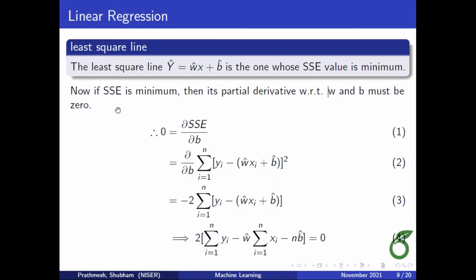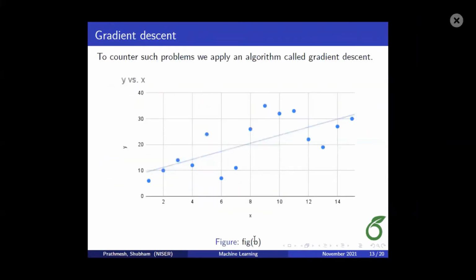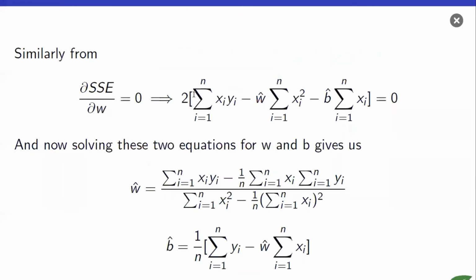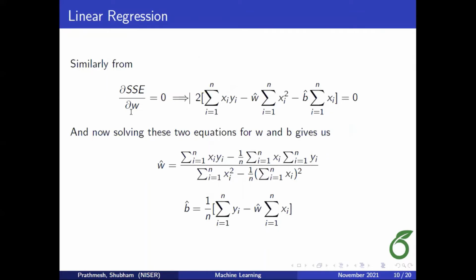Now, as a mathematical fact, it follows that if SSE is minimum, then its partial derivatives with respect to w and b must be 0. This is just the same statement written in mathematical format. Then just substitute the equation of SSE and calculate the derivatives. Once you calculate the derivative with respect to b, you will get this nice linear equation. Similarly, if you take the derivative of the sum of squared errors with respect to w, you'll again get an equation. Now we have two equations in two unknown variables, w hat and b hat, and so you can solve these equations. Once you solve them, you will get these very scary looking representations of w and b.